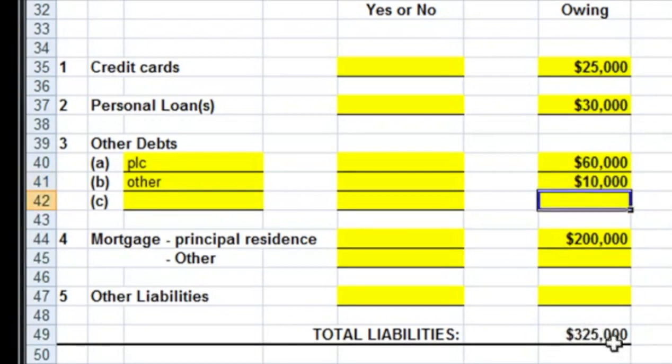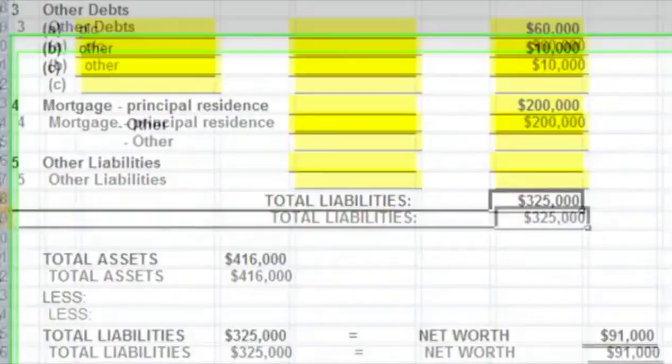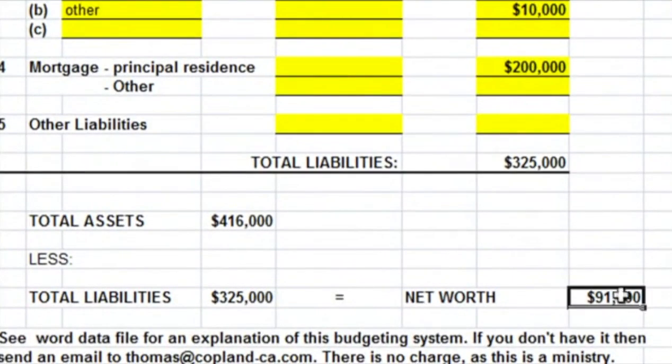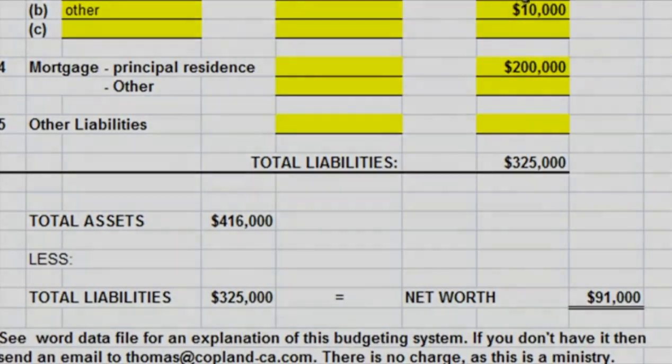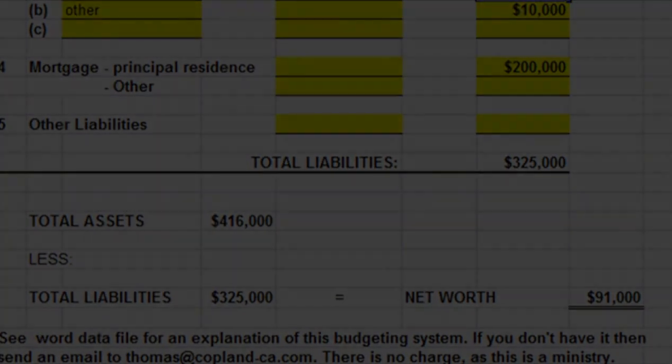So you can see the total liabilities that this couple has is $325,000. And their net worth on their personal balance sheet here is $91,000, which on the surface looks not too bad. But in actual fact, when we get into some of the other forms, you'll see that they have been spending more than they're making on a monthly basis, and that's why they're running up the credit cards, and that's why they have the personal loans and the personal line of credit.